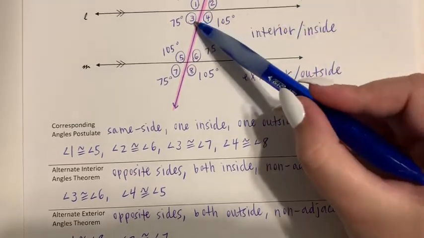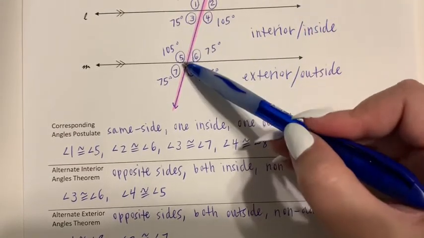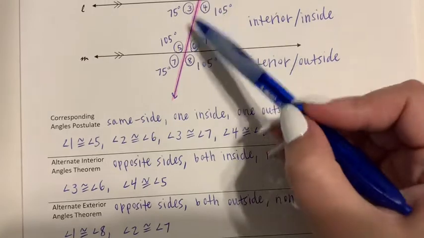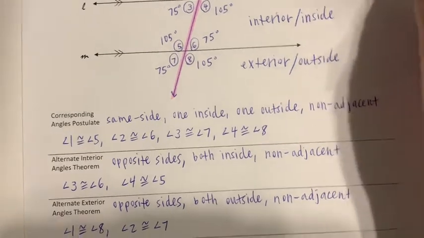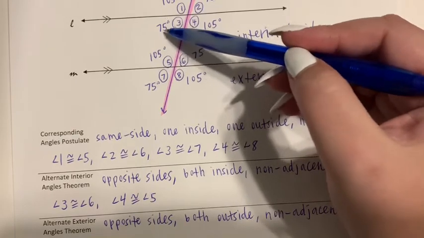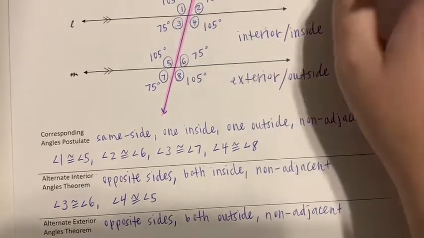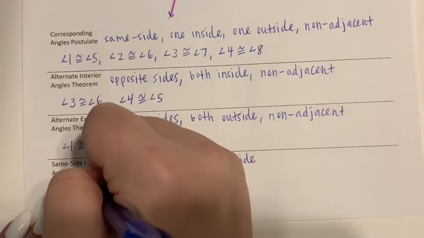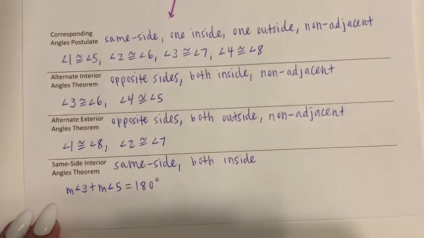The only thing here is, are angles 3 and 5 congruent? No. Angle 3 is 75 degrees in my case, and angle 5 is 105 degrees. So angles 3 and 5 are same side interior angles. However, they are not congruent. There's a different type of relationship between them. And that relationship is that they are supplementary, or they add to 180 degrees. So 105 plus 75 gives me 180. So I could say that the measure of angle 3 plus the measure of angle 5 equals 180 degrees.